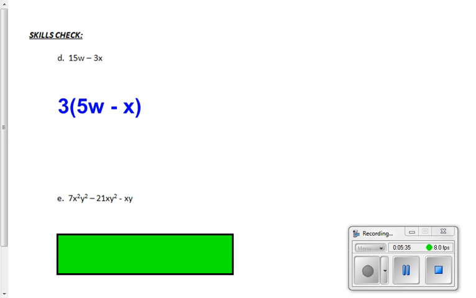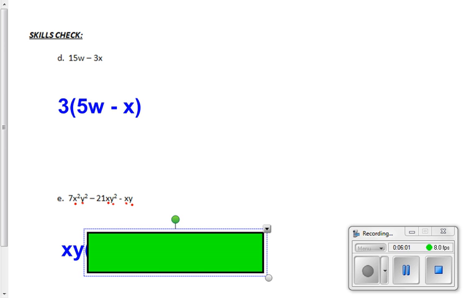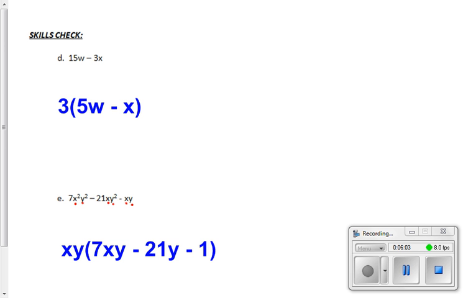Alright, we'll check it out here. First, the numeric values 7, 21, and 1. Nothing you can factor out numerically, so then we can factor out a variable. We have x squared, x, and x, so we should be able to factor an x out of each one of those terms. And then you can look at your y's, y squared and y, and you would be able to factor a y out of each one of those terms. After you factor out xy, inside of your parentheses you should have 7xy minus 21y minus 1. This will conclude lesson 33.